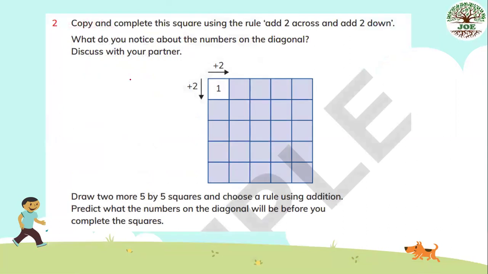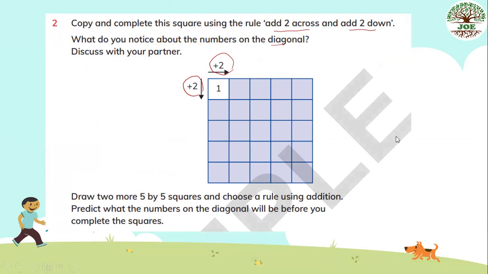Number 2, copy and complete this square using the rule. The rule across is this one, and the rule down is this one. What do you notice about the numbers on the diagonal? Discuss with your partner, okay?